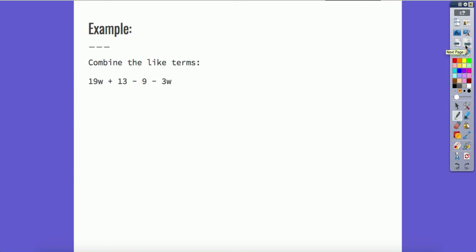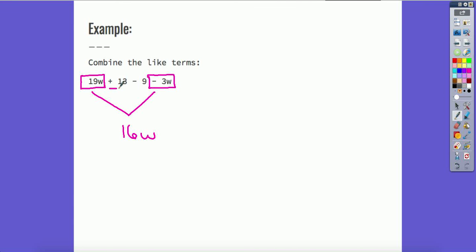Okay, one more example. I want you to try this one on your own first, and then we'll hit pause. So hit pause now, try it on your own, and then when you're ready to see the answer, go ahead and hit play. Okay, so I've got some variable terms here. I've got the 19w, and over here I've got a negative 3w. Okay, so I'm going to follow what the terms here tell me to do. 19w minus 3w is going to be 16w.